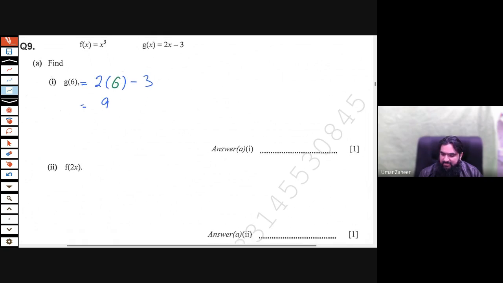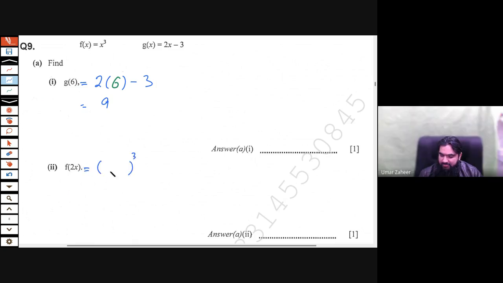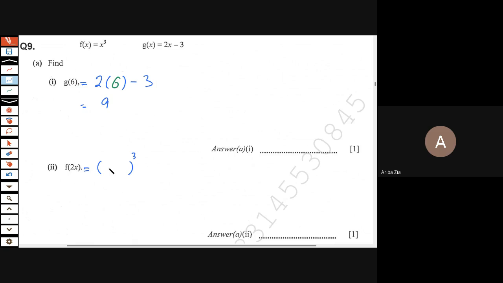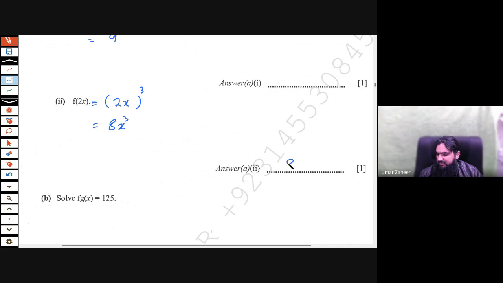Yes, Saiba. We have the next one, f of 2x. What is the function f? x cubed. And what do I have to substitute at the place of x? 2x. 2 cubed is 8 and x cubed as it is. So the final answer is 8x cubed.